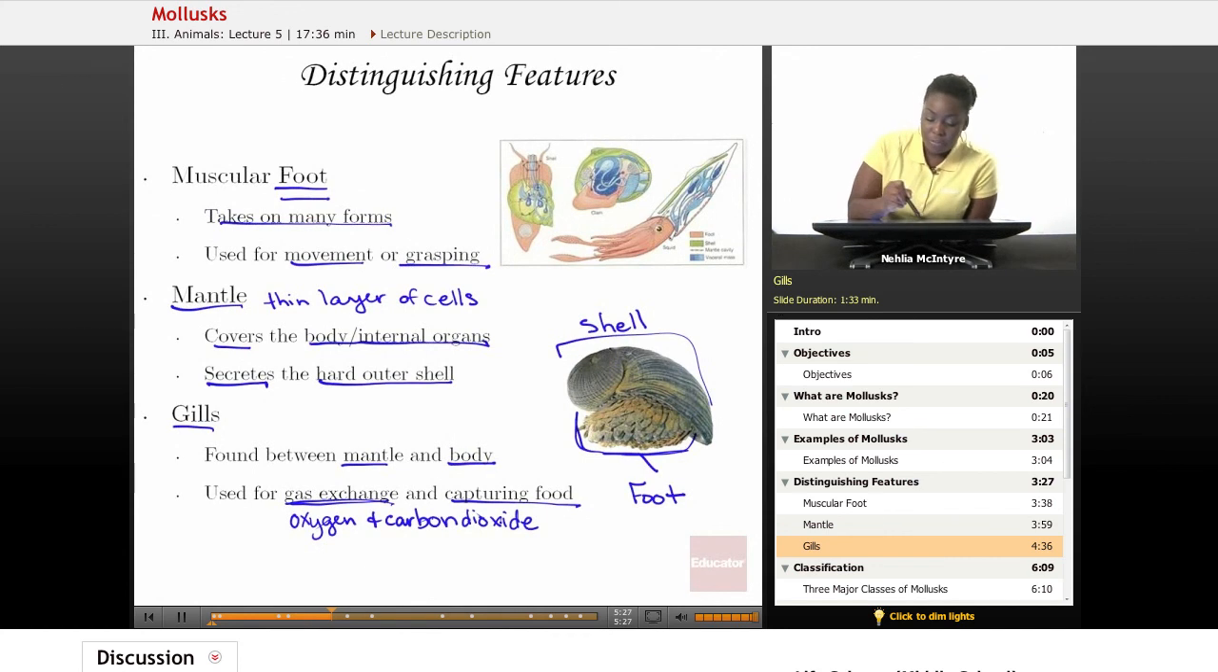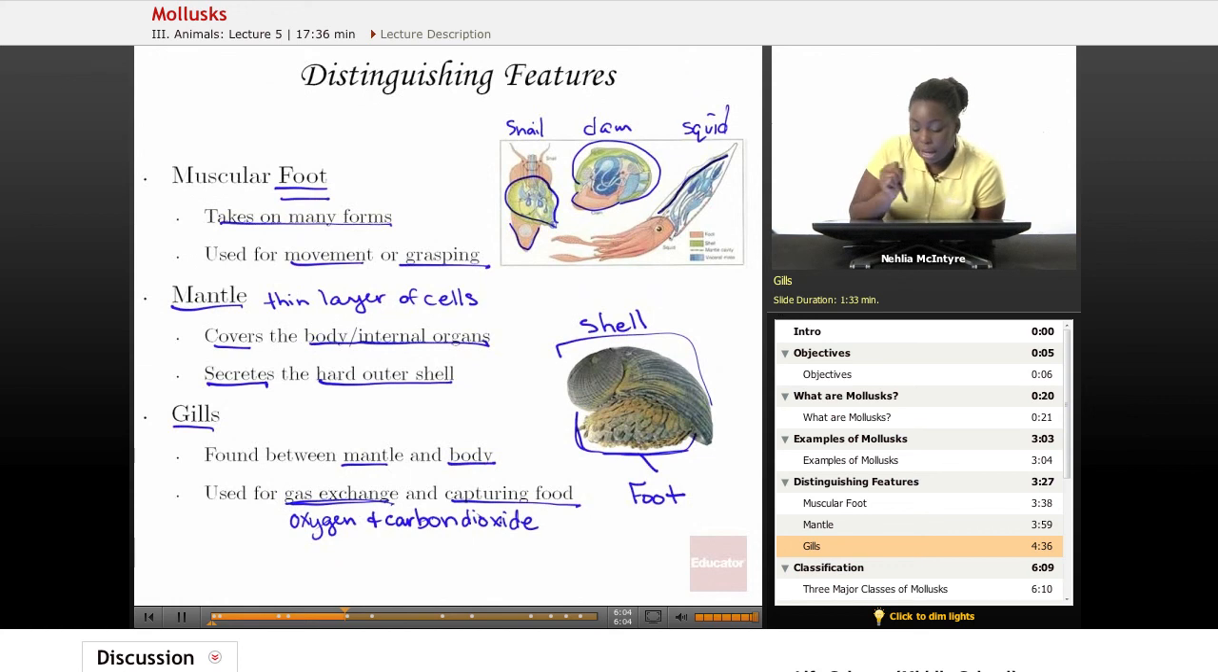Here is a picture of different types of mollusks. We have the snail, the clam, and then we also have the squid. Now, even though these different organisms look very different on the outside, they do have those same similarities. They have the foot structure in the pink here, and they have the shell structure. The actual shell is inside of the squid. The clam, you can see it on the outside, and the snail, you can also see it on the outside. And they have other organisms that are very similar in structure.